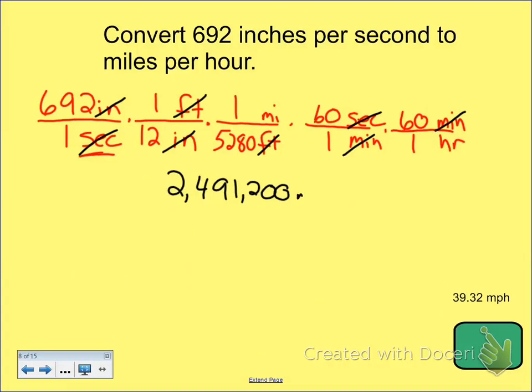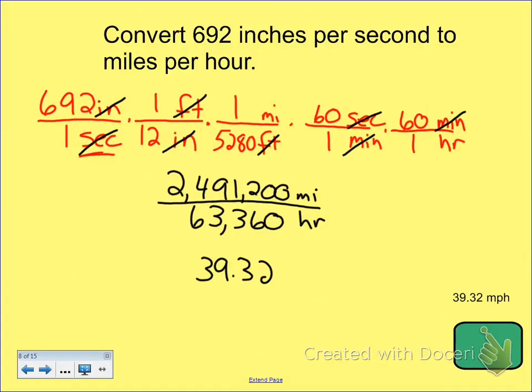2,491,200 miles. Then on the bottom we multiply 1 times 12 times 5,280 times 1 times 1. And we get 63,360 hours. And now you divide those two numbers, and we end up with an answer of 39.32 miles per hour. And that is your answer.